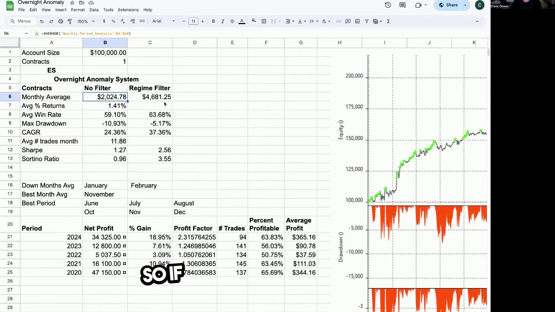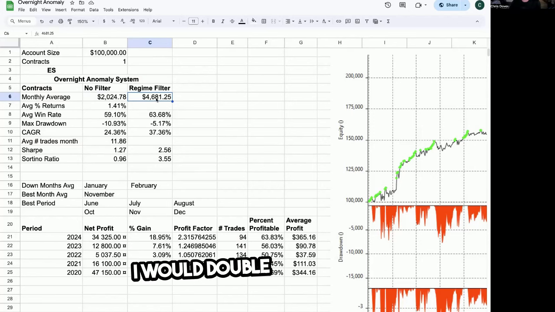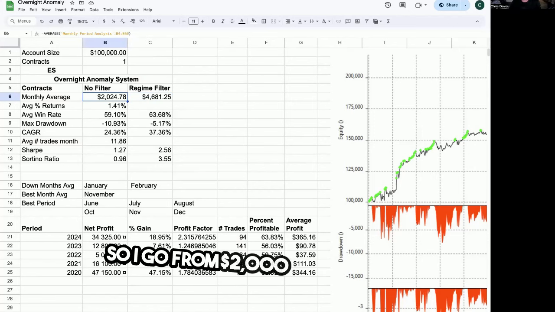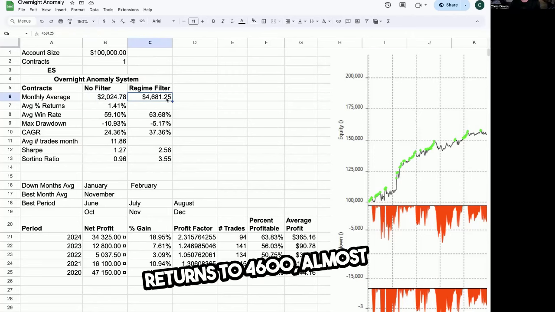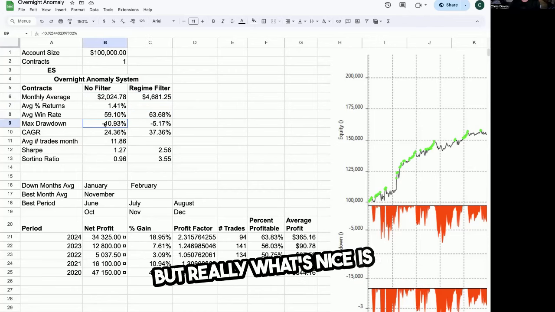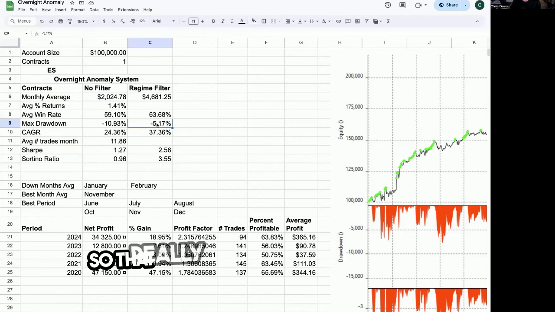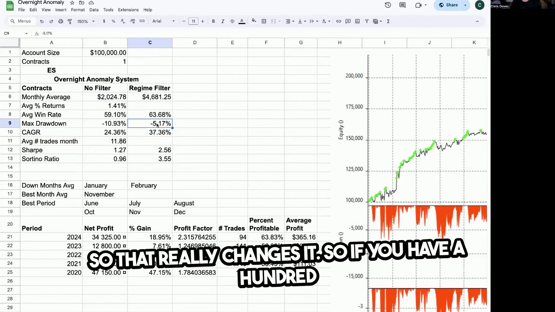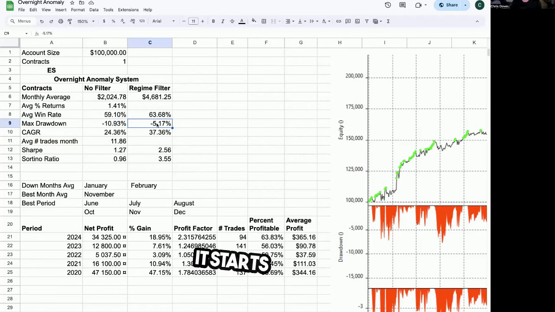So if doing that same thing, if I just focused on trading in the appropriate regime, I would double my results here. So I go from $2,000 average monthly returns to almost $4,600, 2.25 times. My average win increases slightly, but really what's nice is my drawdown goes from 10% to 5%. So that really kind of changes it. So if you have a $100,000 account, you lose, let's look at it like a $10,000 account. It starts to add up.